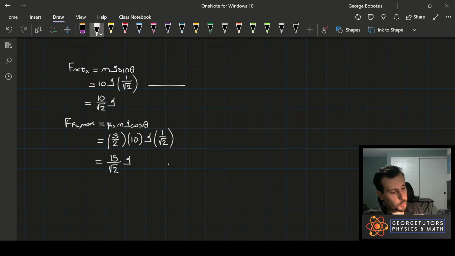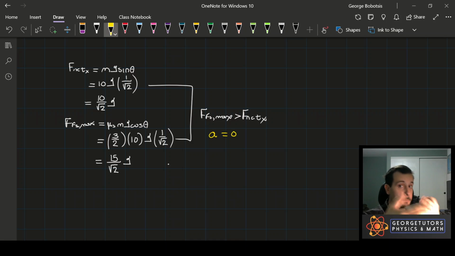So what do I see here? I see that f static max is going to actually defeat f net x, in which case the acceleration of our object is going to be 0 and it doesn't move. We don't go anywhere. And we can say again that the friction that is acting right now on the actual box is going to be exactly equal to that f net x.